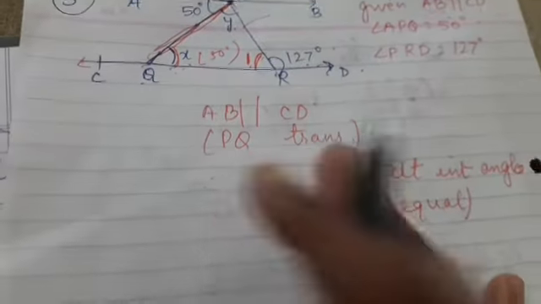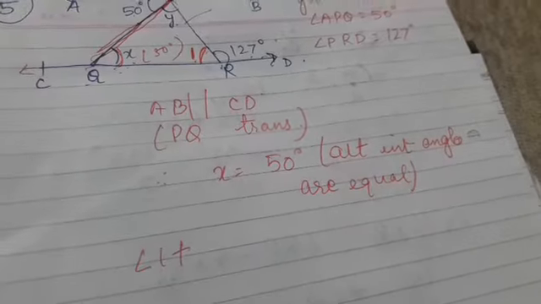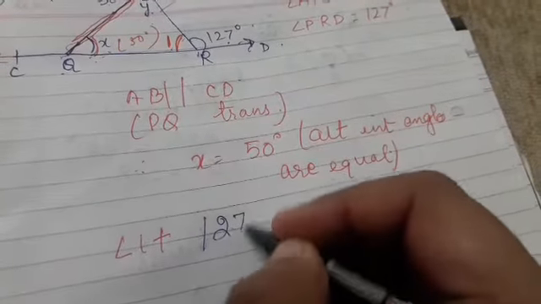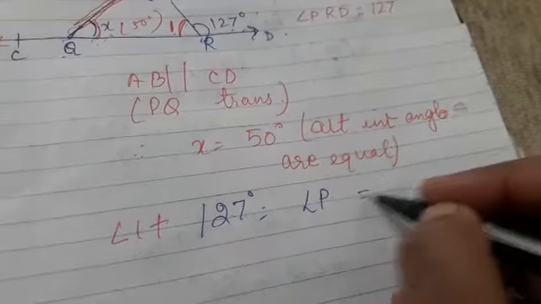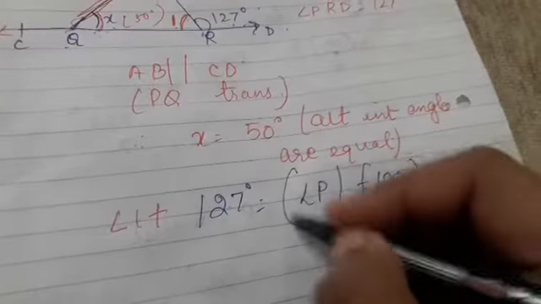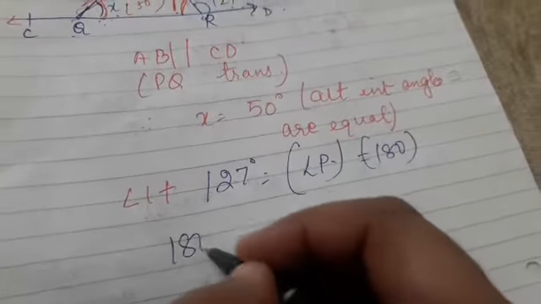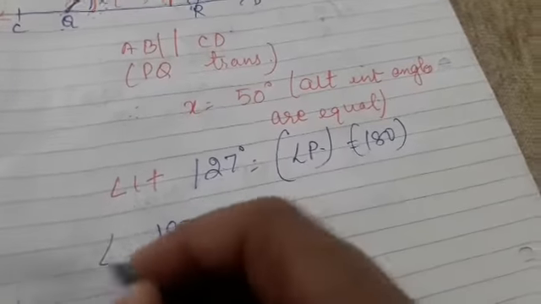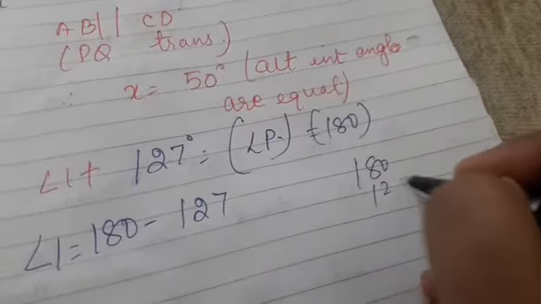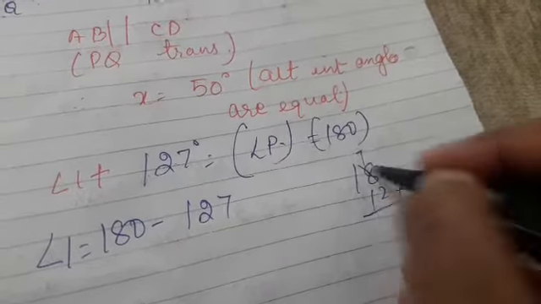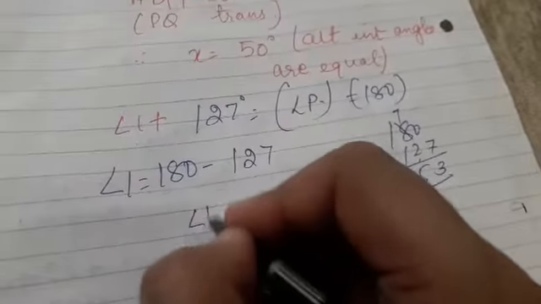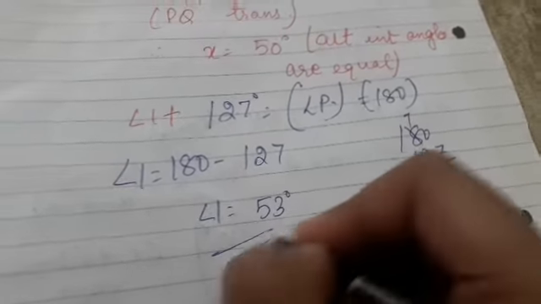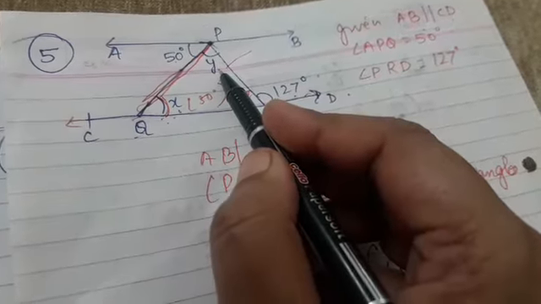So we will write angle 1 plus how much? 127 degrees will give you a linear pair, and that is equal to 180 degrees. Linear pair. Angle 1 will be equal to 180 minus 127. This will be 3, this will be 7, so you will get 53 degrees. Angle 1 is equal to 53 degrees. Angle 1 is 53, angle x is 50, we can find angle y. By which property? Angle sum property of the triangle.